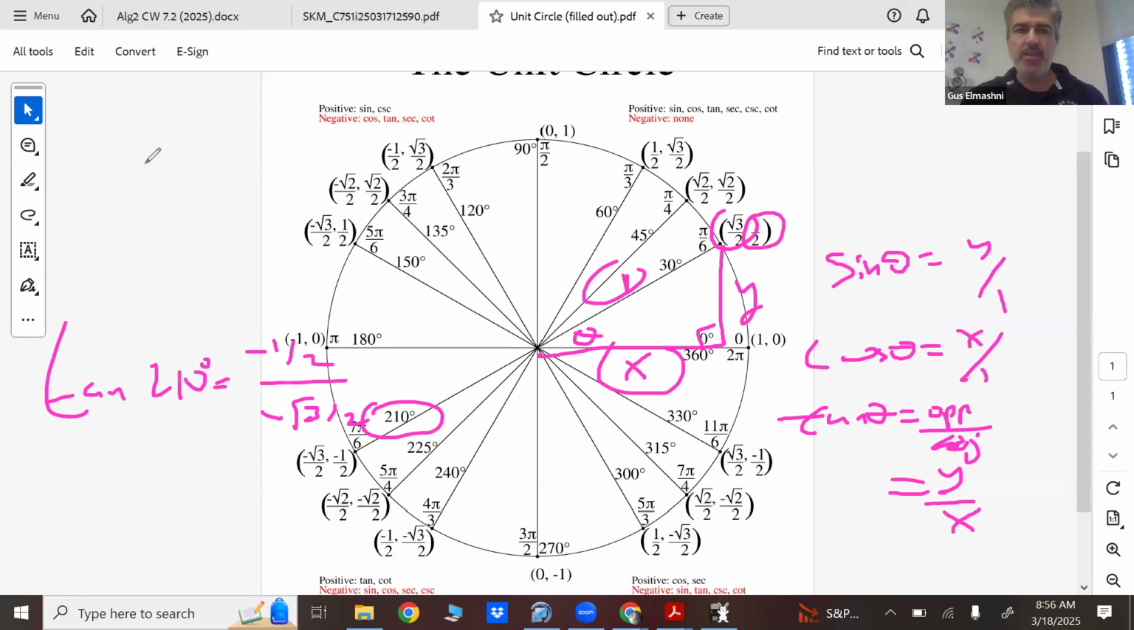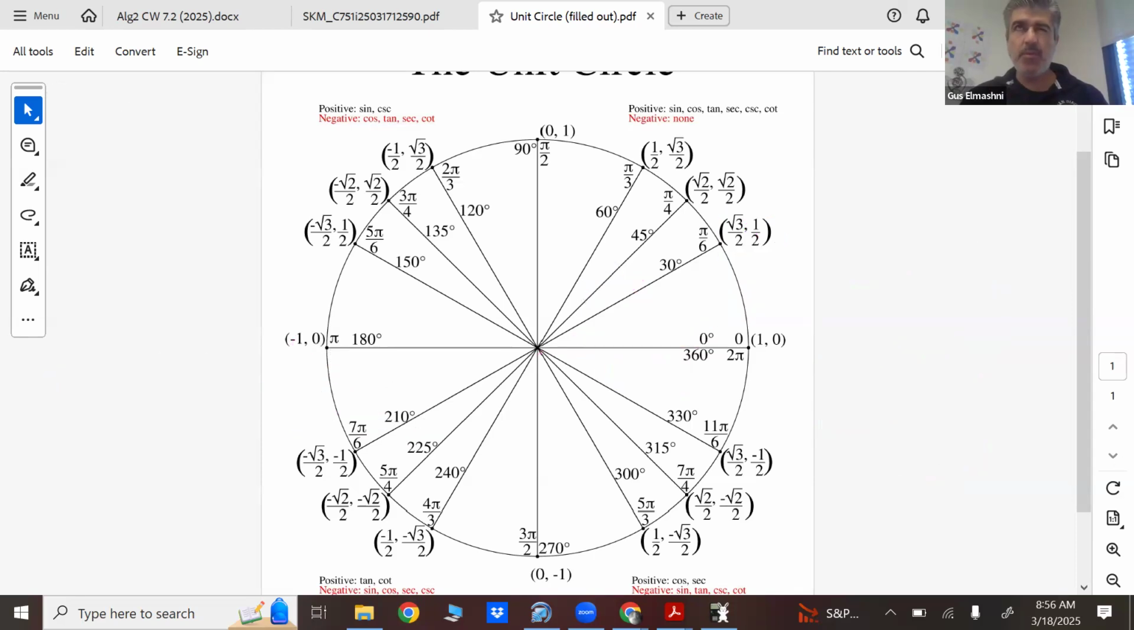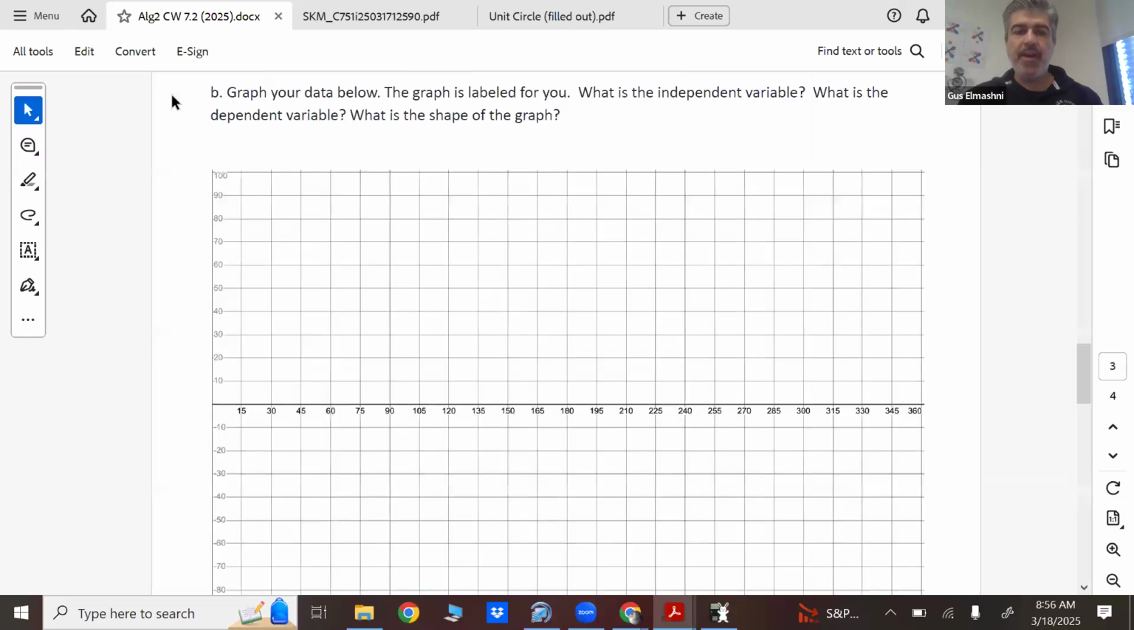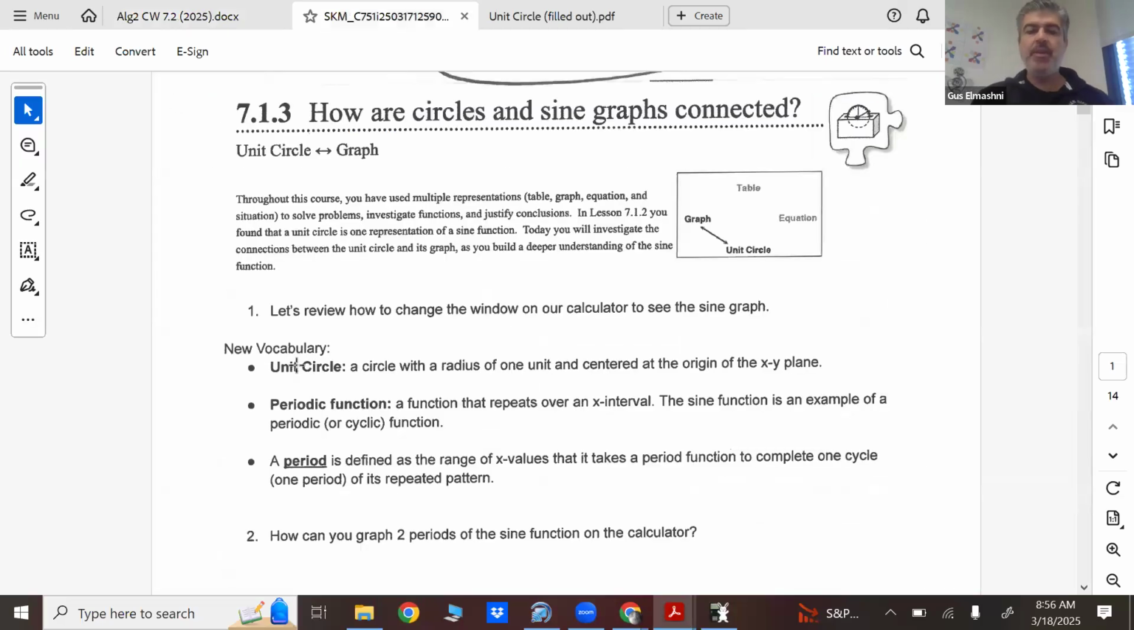Actually, I think we do this in more detail in the next unit, because I think we still do more trig in the next unit. But that's what we're working our way towards. So that's what's being mentioned over here. A unit circle is a circle with a radius of 1 unit, center at the origin. Periodic function: a function that repeats itself. We saw that with sine. Period is defined as the range of x values to complete 1 cycle.